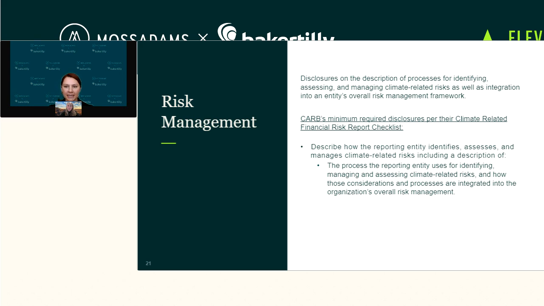So when considering this section, reflect on how your organization currently identifies non-climate risks through maybe third line or second line activities, such as risk management, internal audit function, and risk appetite statements. A strong starting point for these disclosures is to evaluate your organization's existing risk management framework and explore how climate-related risks and opportunities can be integrated into your already established processes.